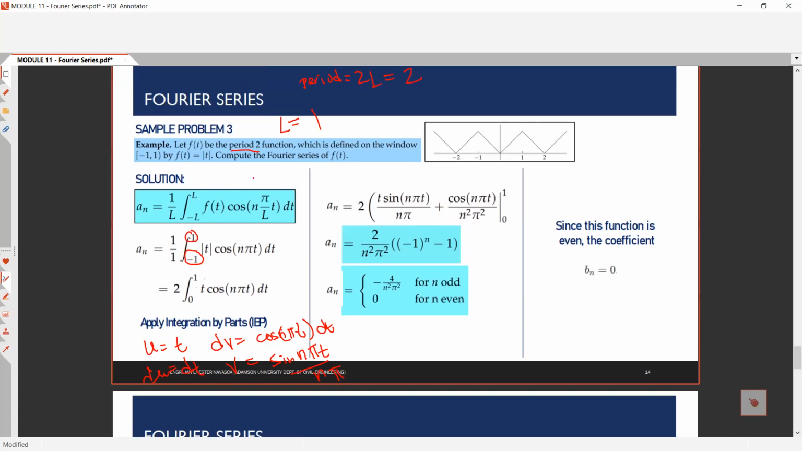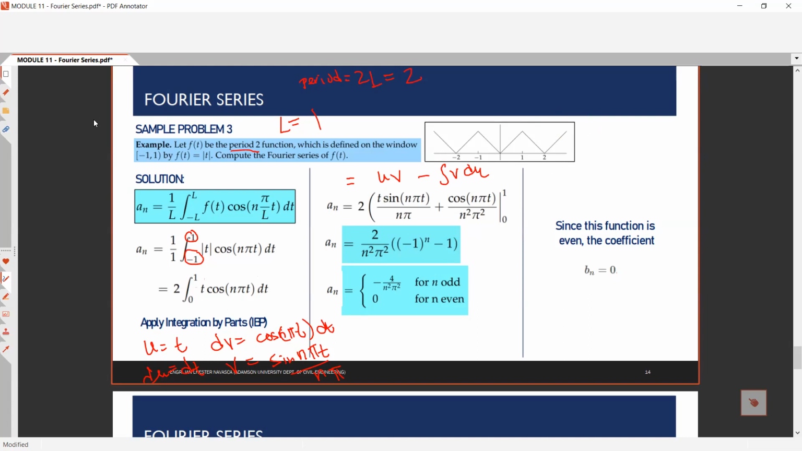Solving for integration by parts, you get uv minus integral of v du. So you have 2, then uv, that is t times our v, sine n pi t over n pi, minus, plus, this one, plus cosine n pi t over n squared pi squared from 0 to 1. I haven't written this. Why?